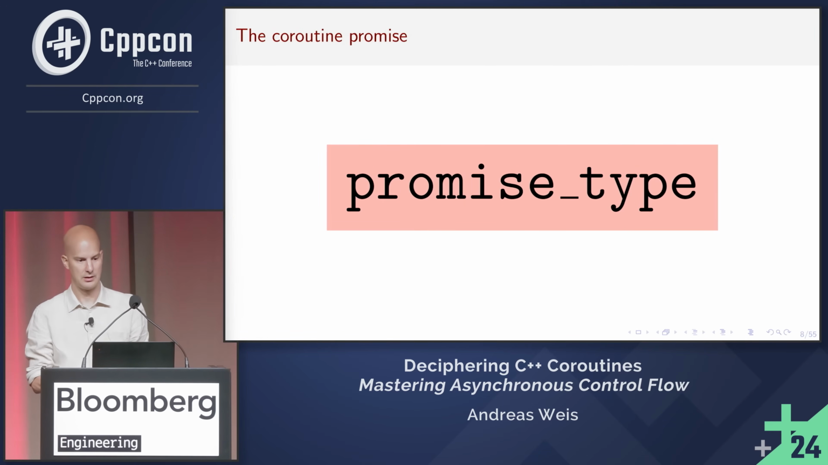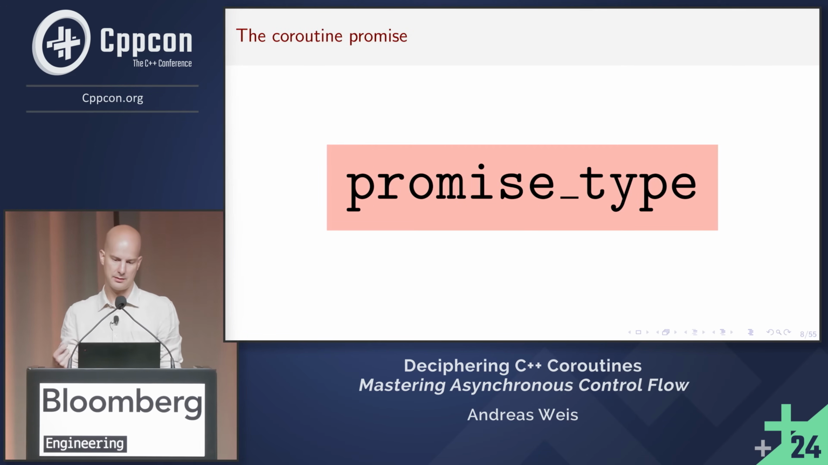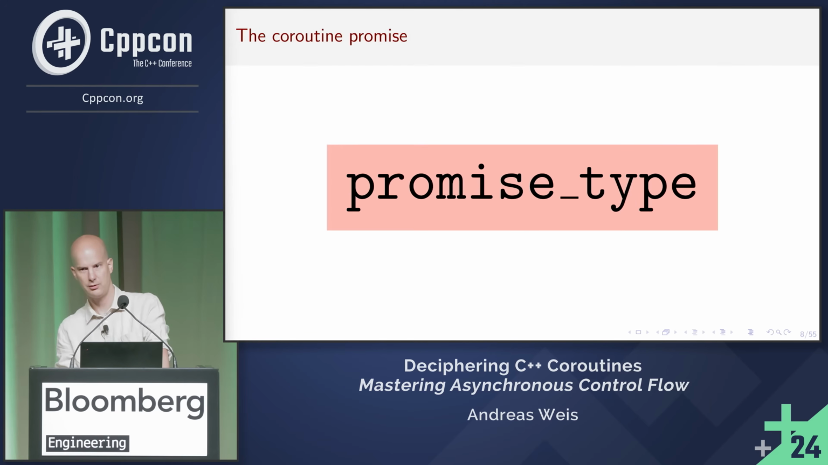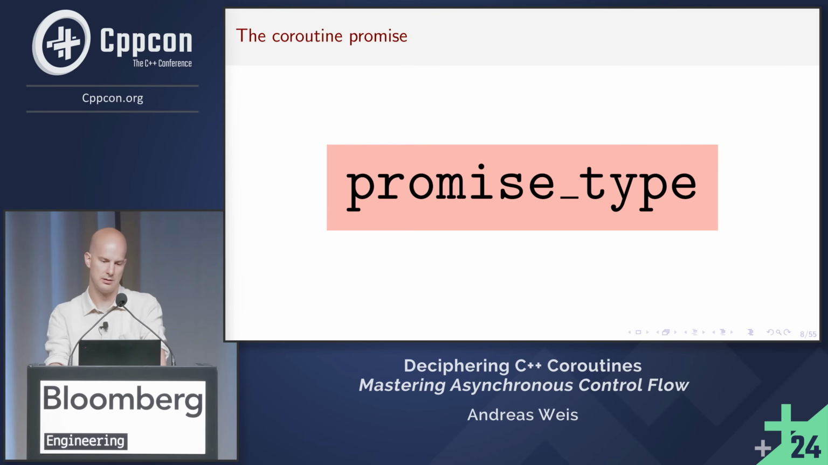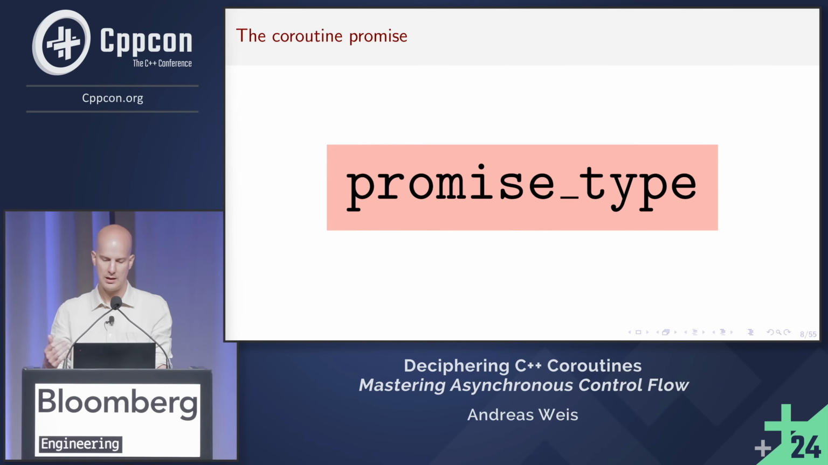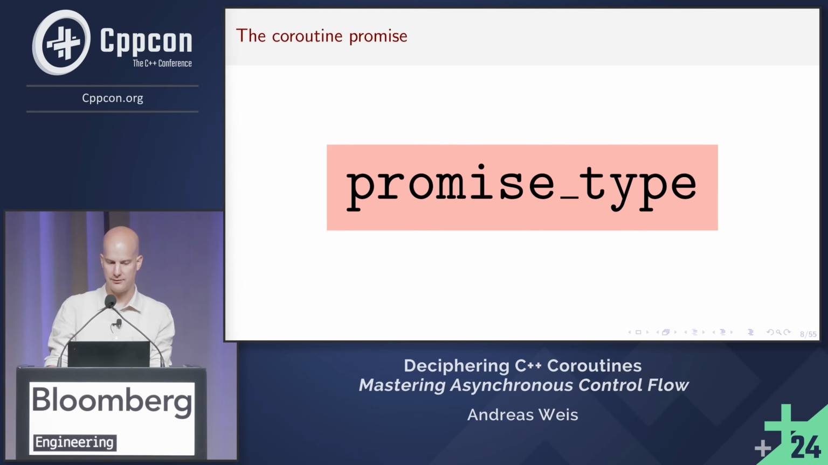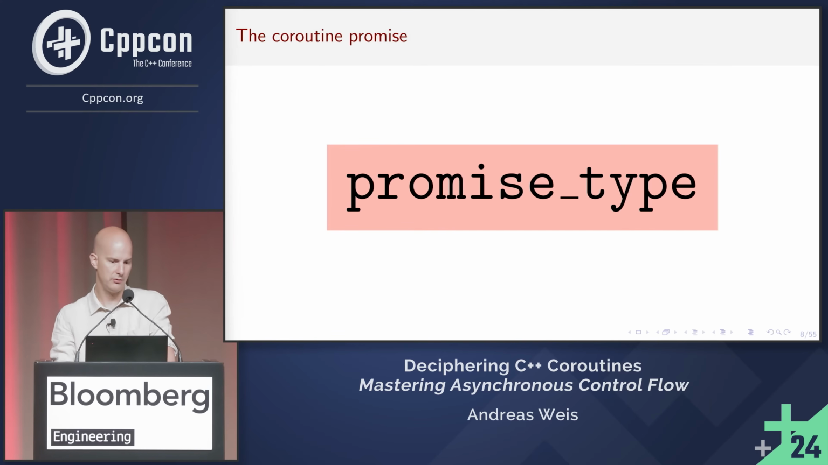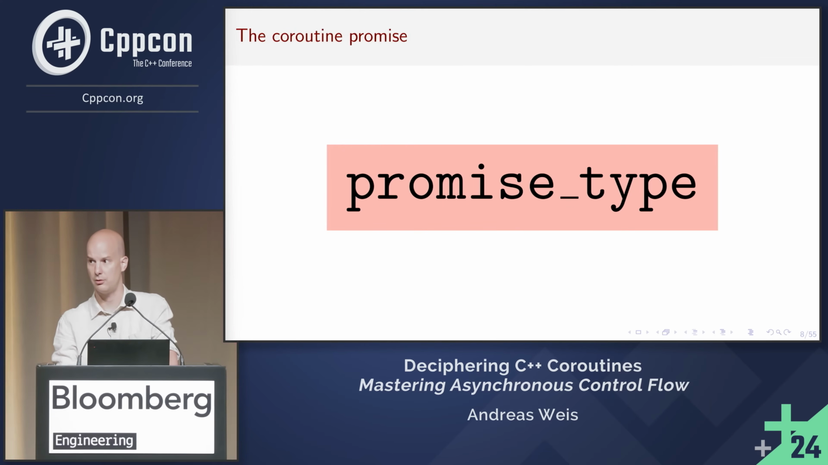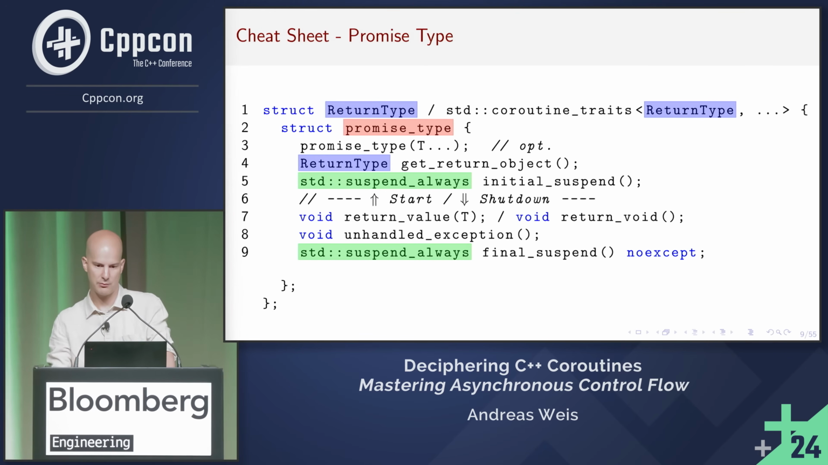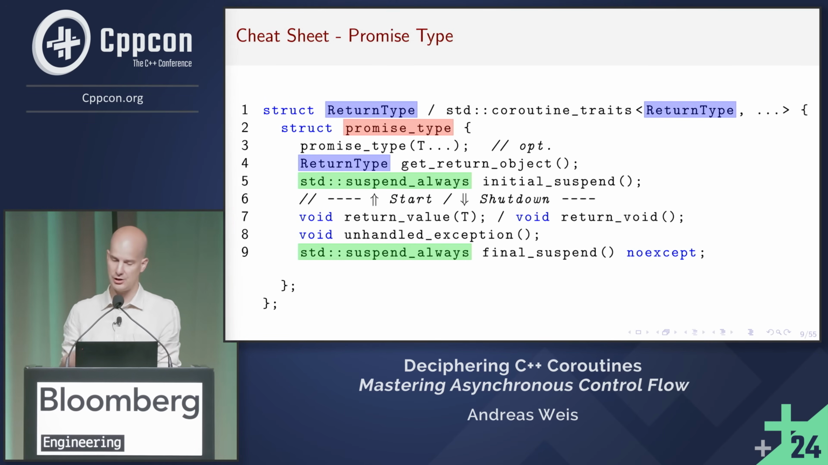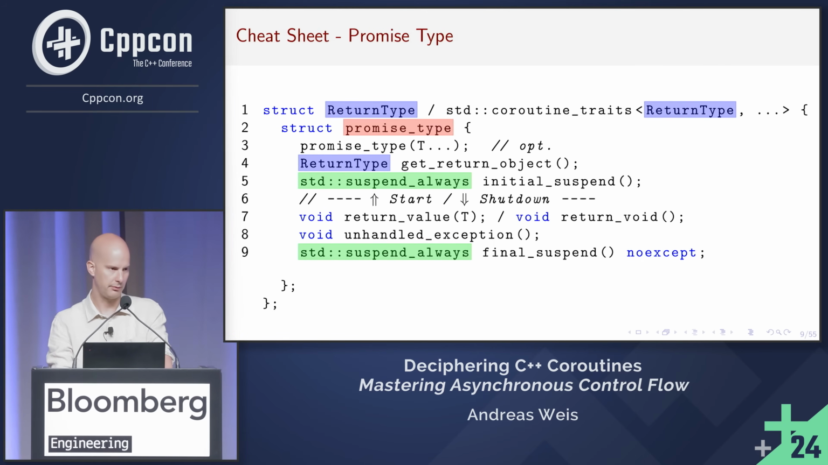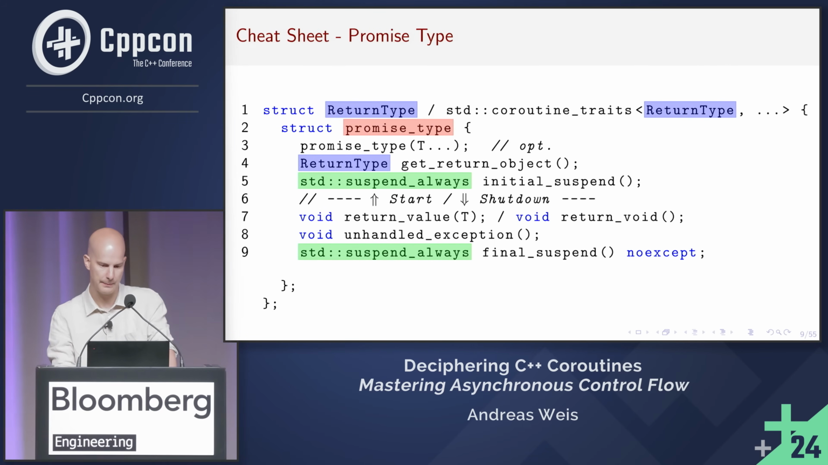The second part is the promise type. And while the return type determines the user-facing interface of the coroutine, the promise type is part of the compiler-facing interface here. It provides us means for customizing the behavior invoked during startup and shutdown of the coroutine. So in part 1, we assembled like this little cheat sheet here that shows us all of the customization points. I will not go through that in detail again for time's sake.